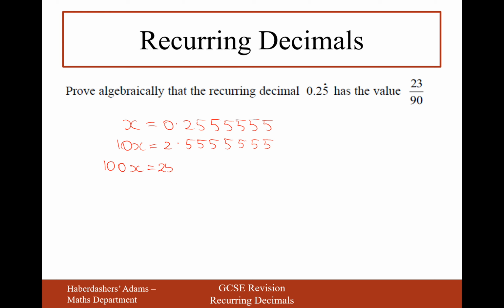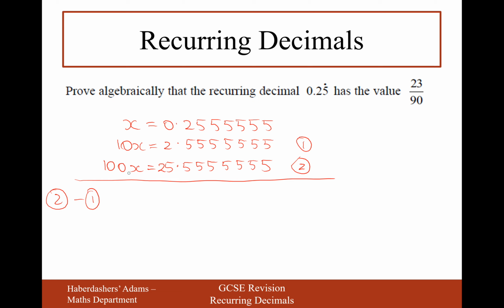So it'd be 25.5555555. And now I can subtract, because line 2 and line 3 have perfect decimals that cancel out. So 100x take away 10x will be 90x equals 23, and then you divide by the 90 and you get 23 divided by 90. And there we are, we've proven that this has the value 23 over 90.